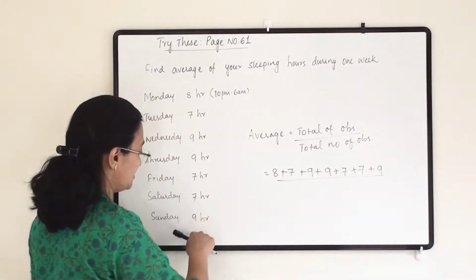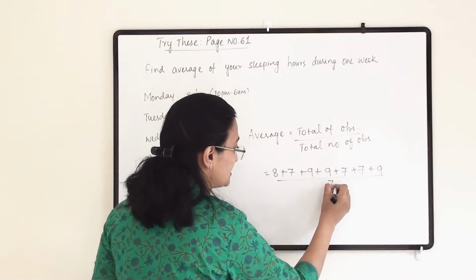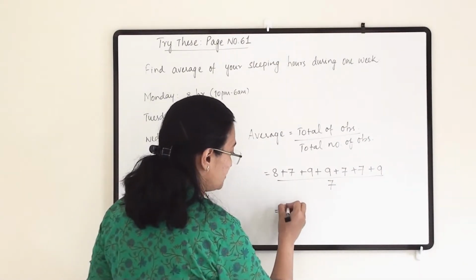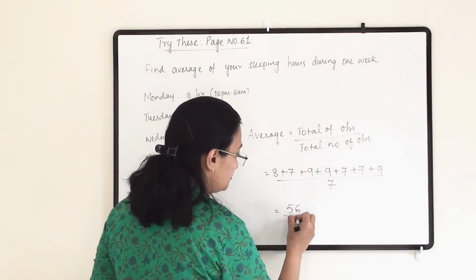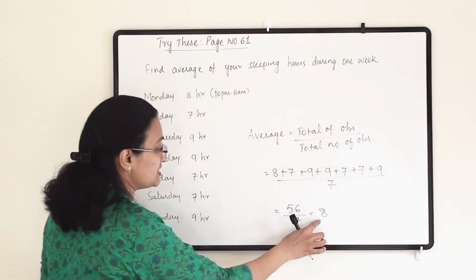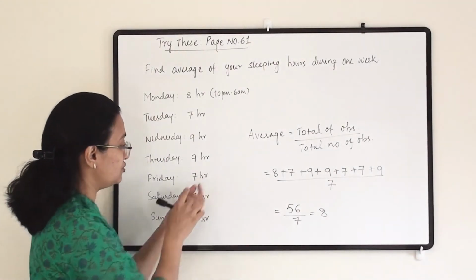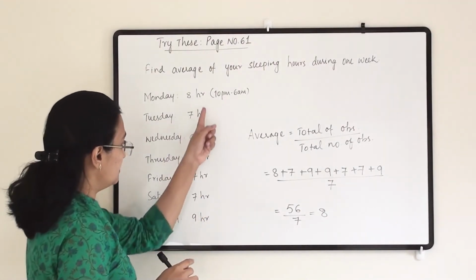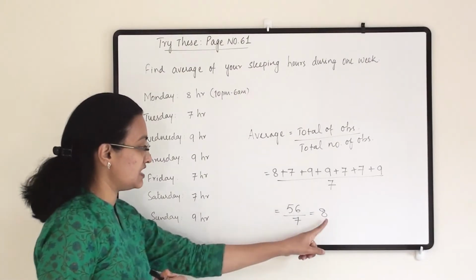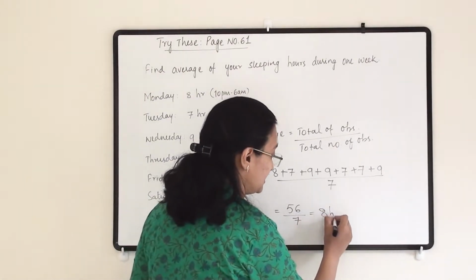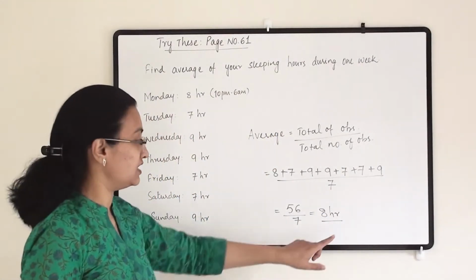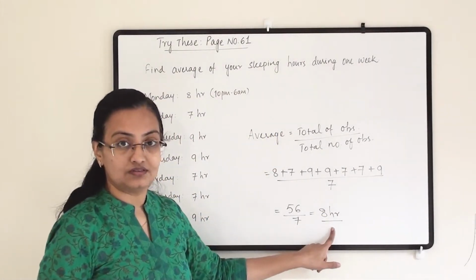There are 7 days in the week, so divided by 7. The answer from this addition is 56. So 56 divided by 7 gives us 8. Now what is this 8? You have to check the unit: whatever unit is mentioned for the data, the same unit you mention here, that is 8 hours. So the average of your sleep for 1 week is 8 hours.